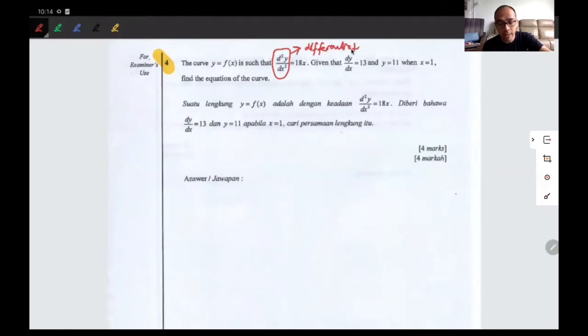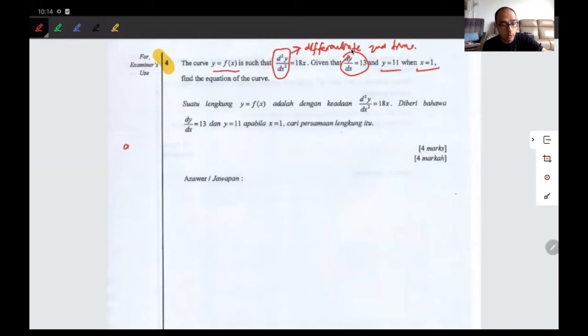Okay, differentiate second time. And then given that dy dx equals 13 and y is 11, when x is 1. All these are together. Find the equation of the curve. So saya mau tahu y equals to f(x) ini berapa? Apa sebenarnya f(x)? Find the equation of the curve. Now it is good for us to know the relationship between these.